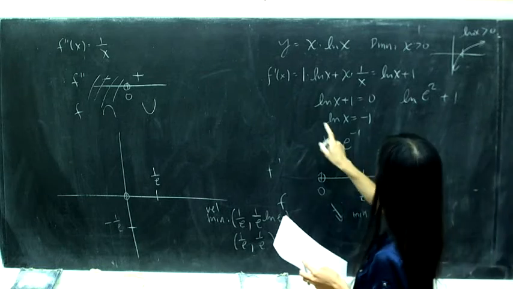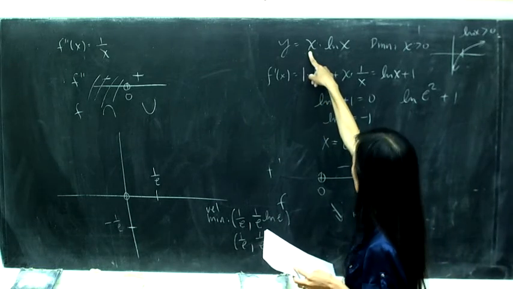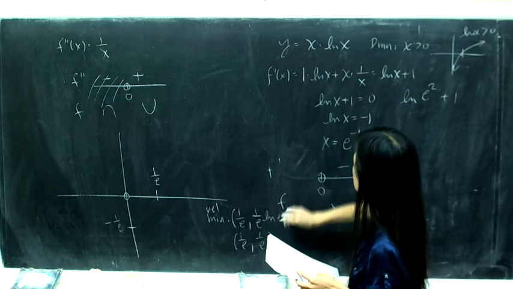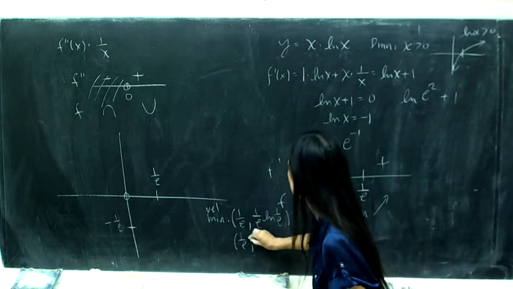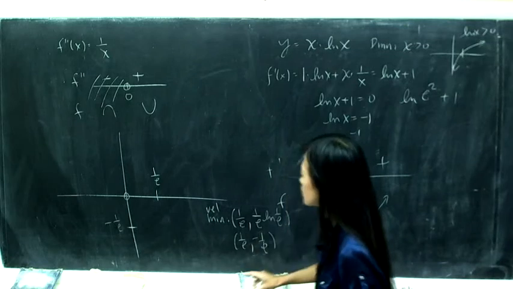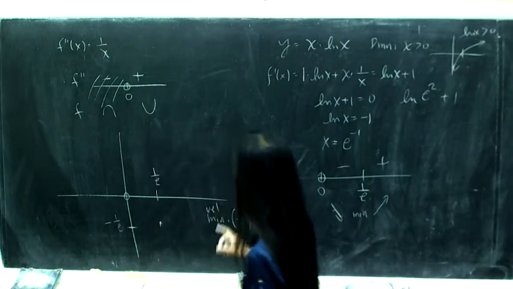Okay, so if I sub this 1 over e as a minimum here, I wrote 1 over e times, there's a 1 over e here. I wrote e there. This is negative. It's negative 1 over e. So it should be here. Yeah, so 1 over e, negative 1 over e.